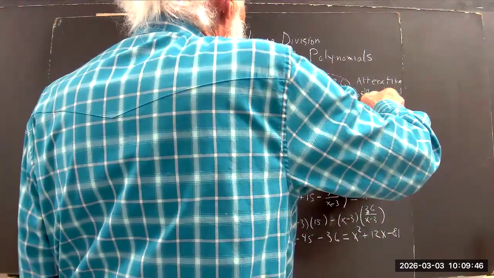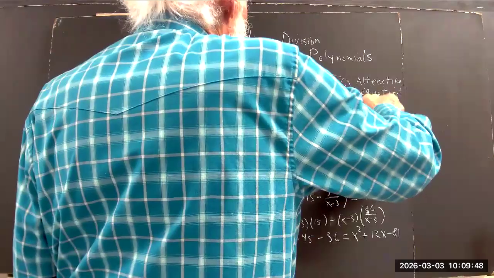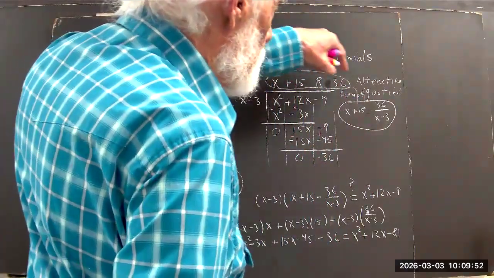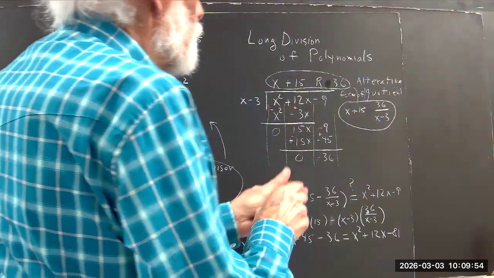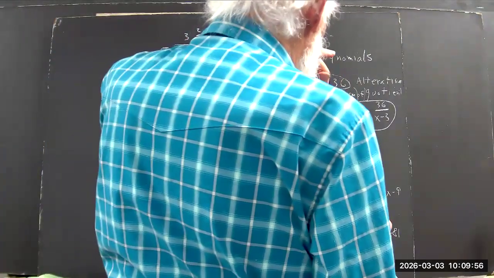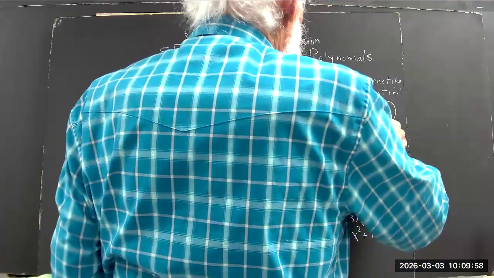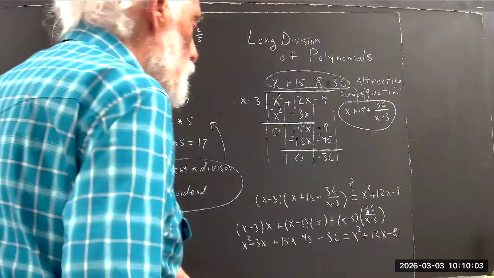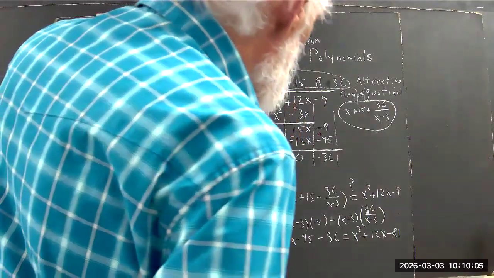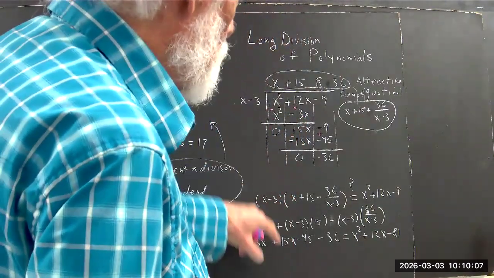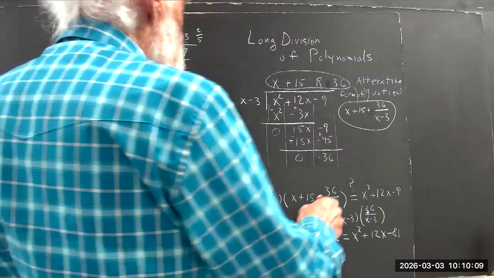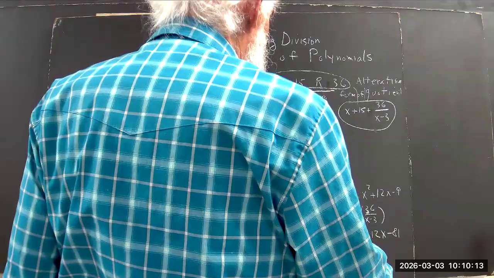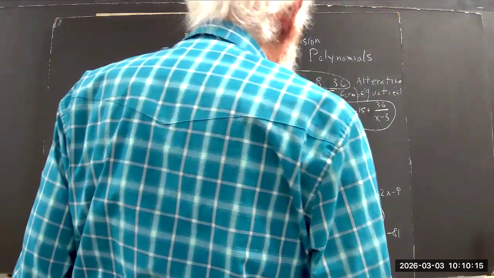And when we wrote the quotient x plus 15 with the remainder 36 as x plus 15 minus 36 over x minus 3, it should have been plus 36 over x minus 3. So in my check down here, I'm going to have to change my minus 36 over x minus 3 to plus 36 over x minus 3.